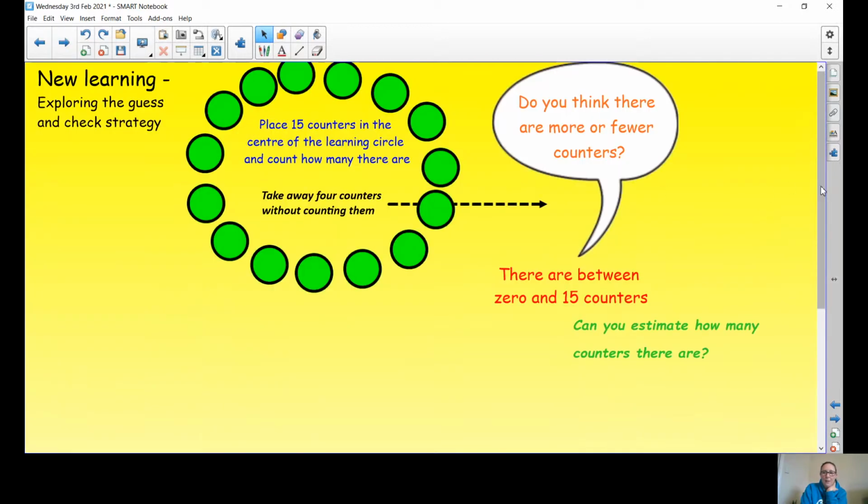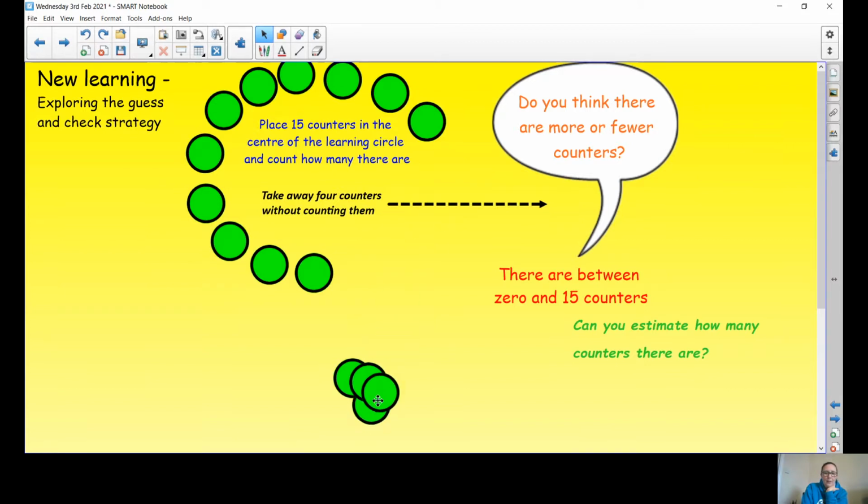Now let's have a look at our first problem here. Now we're going to explore and guess by using the check strategy. So here there are 15 counters, so 15 green circles. Now we're going to take some away. There we go. They've gone. Now do you think there are more or fewer counters than we started with? So I told you that we started with 15.